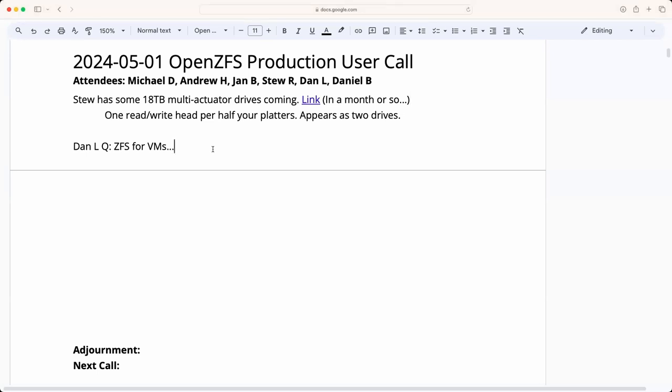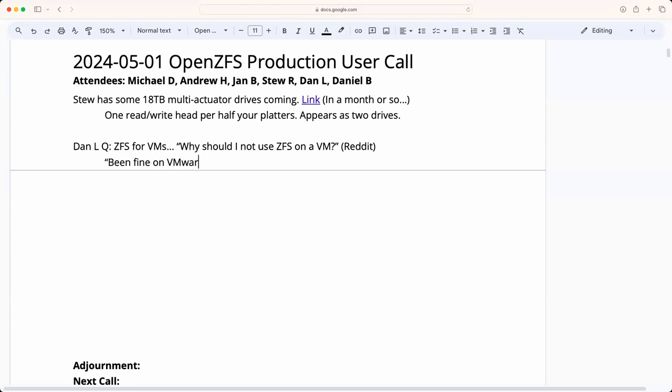Dan L., you had questions about VMs on ZFS. Yeah. This came up in a Reddit thread the other day. Someone was saying, hey, listen, is there any reason why I shouldn't use ZFS on a VM? And I told them that we've been using ZFS on VMware for FreeBSD hosts for a very long time. And the reply came back, well, I've read that you really shouldn't do that because then you get RAID conflicting with ZFS, something like that, and that ZFS should always have direct access to the drives.